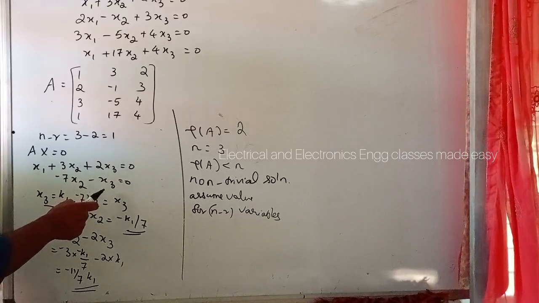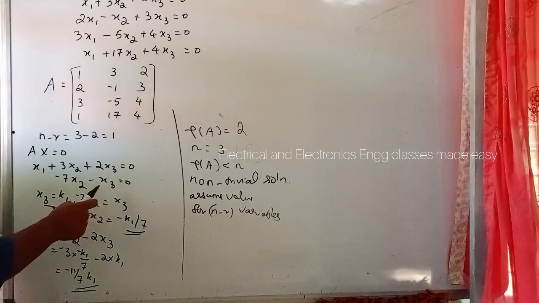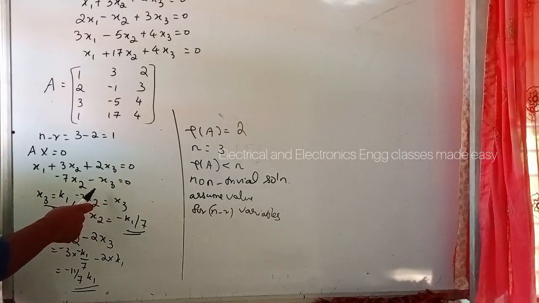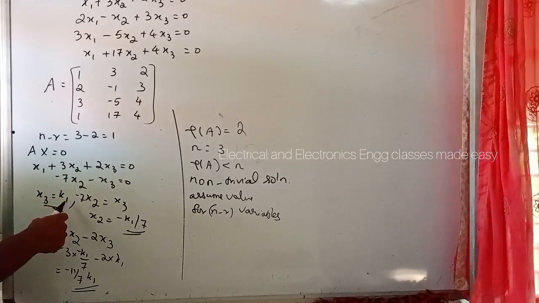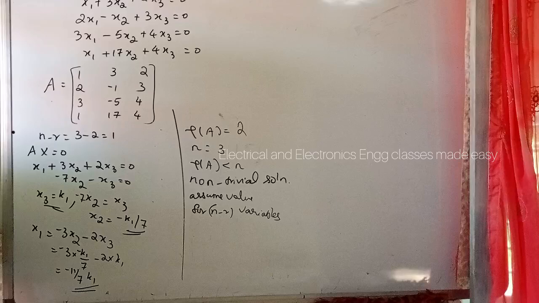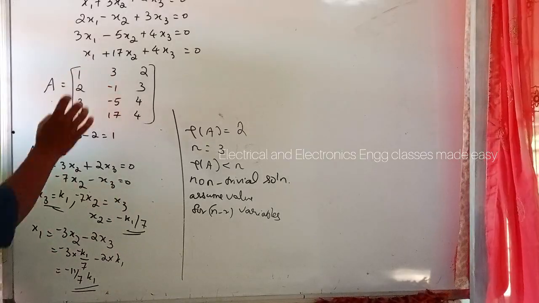And here we can assume any variable for the value k1. That is, here we can assume x2 is equal to k1 also, or x3 equal to k1. So this is the solution of this system of equations.